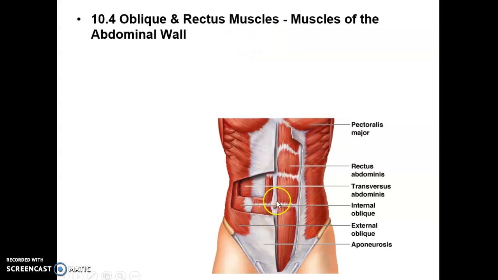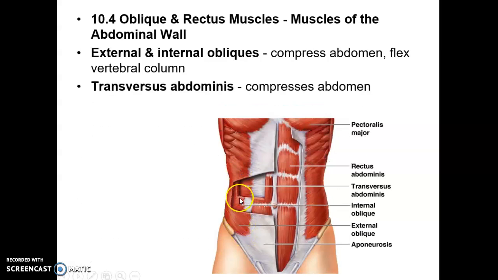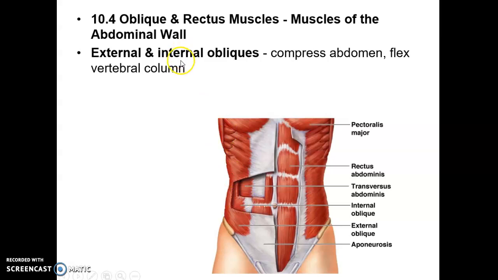So some of the oblique muscles. Here's the rectus abdominis, and it's covered by this aponeurosis. Then we have external and internal obliques, and they are kind of on your side here. And the superficial one is the external oblique, as you see here. That's the external oblique here. Compresses the abdomen and flexes the vertebral column to the side as if you were doing side bends. Notice that a layer deeper is the internal obliques. And they do a similar thing as the external obliques.